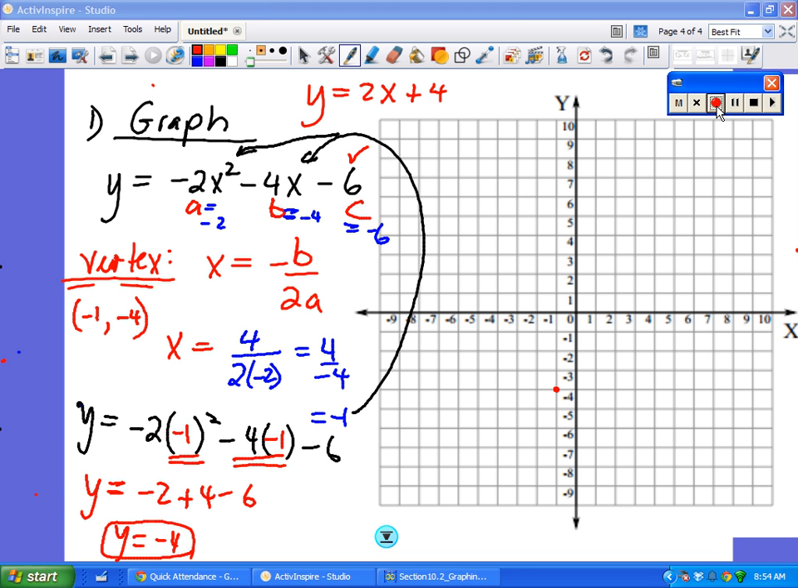Now you have to find the y-intercept, which is very easy. Your C is always your y-intercept. To find the y-intercept, you always set x equal to 0. So if you put zeros here, these will go away. Therefore, your y-intercept is always going to be your C. So the graph is going to cross the y-axis at -6.